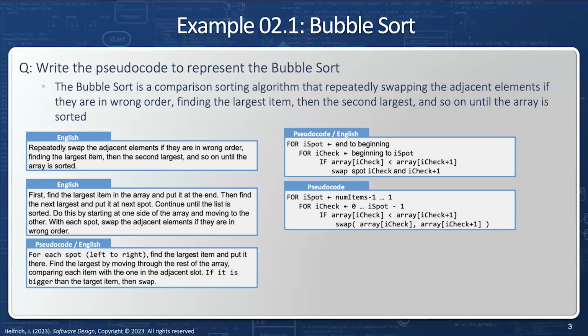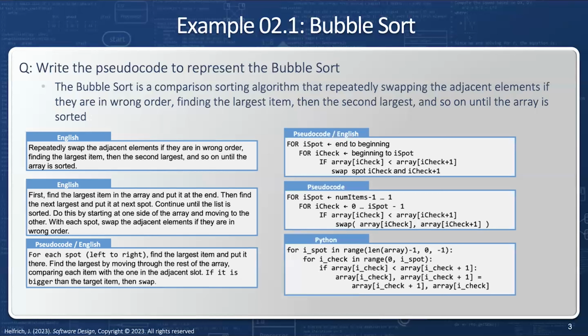For i spot equals num items minus 1 to 1, and that corresponds to the above line where I said from the end to the beginning. For i check equals 0 to i spot minus 1, and that corresponds to the English above, beginning to i spot. And then if array of i check is less than array of i check plus 1, that was unchanged, but now I'm going to be specific about how to swap them by calling the swap function. And from there, I can actually turn that code into Python.